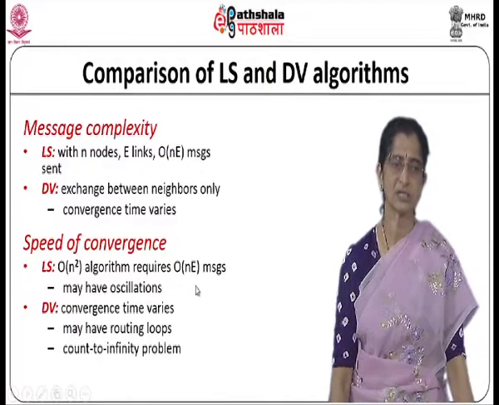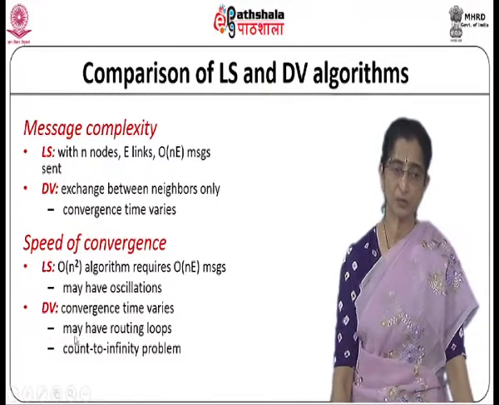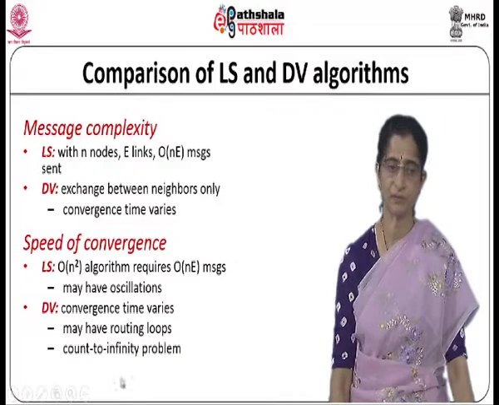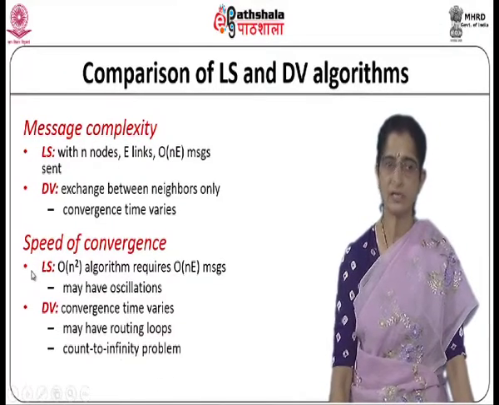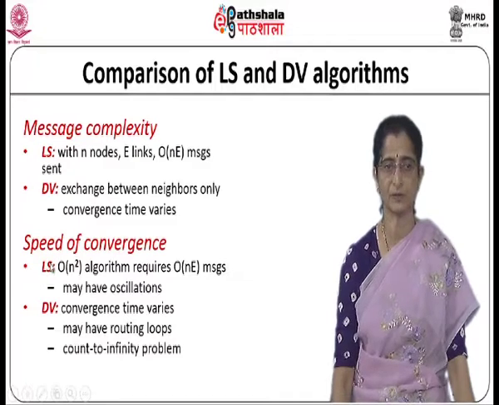It may have oscillations. And in distance vector, you may have routing loops, and we also saw that we can have the count to infinity problem. Now this problem will not occur in link state routing because we have a global view of the network.